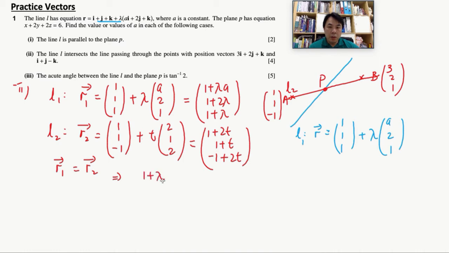Then that will give us 1 plus lambda a must be equal to 1 plus 2t. That will yield lambda a equal to 2t. That will be our first equation. We can't do much here.